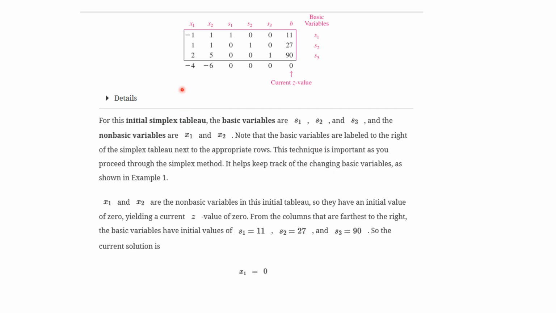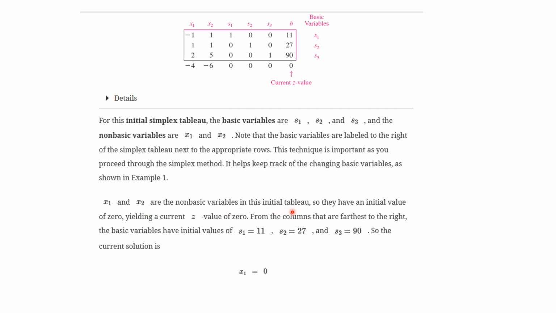Okay, and so there you go again. The basic variables are s1, s2, s3, and the non-basic variables at this stage are x1 and x2. Note that the basic variables are labeled over here, so we do keep track of that, and that's important as you proceed through the simplex method. You have to keep track of what is in the basis and what is not. What is your basic variable?